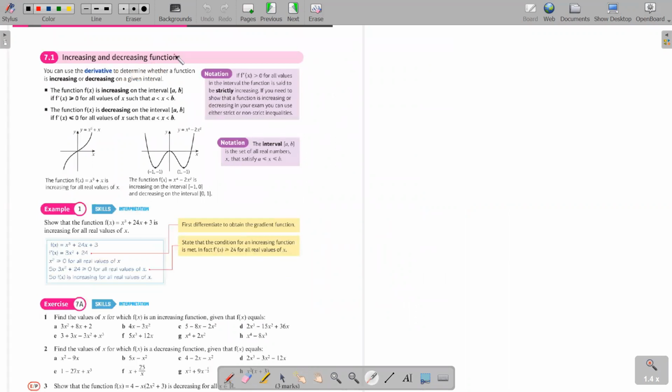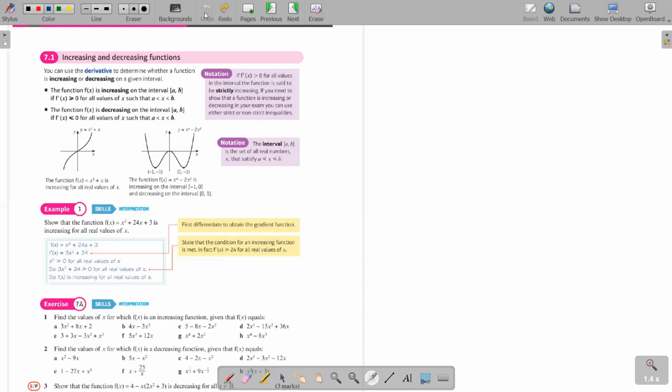What are increasing and decreasing functions? We can use the derivatives to determine whether a function is increasing or decreasing on a given interval. Increasing means, basically, your graph is rising up. If the graph is moving up, when the x values increase, the y values are moving up. That's called an increasing function.